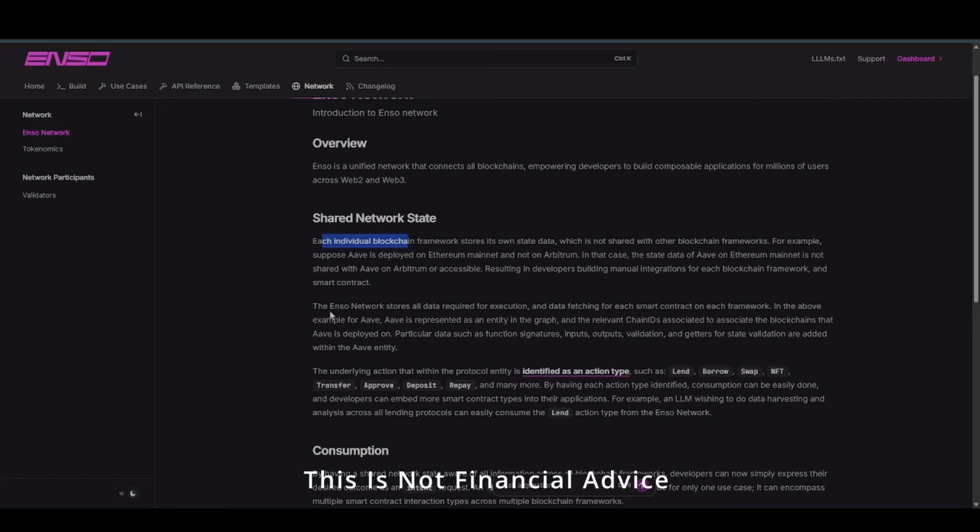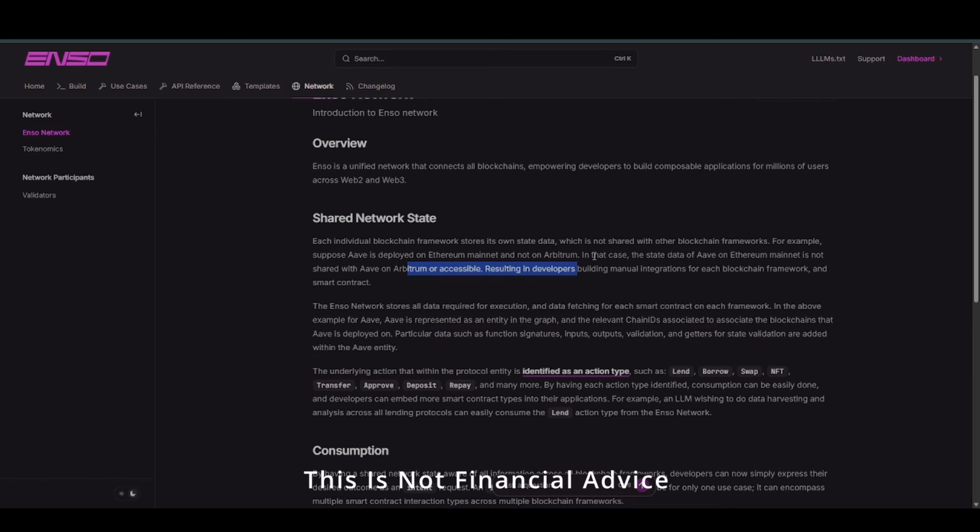The Enso network stores all the data required for execution and data fetching for each smart contract on each framework. In the docs they did give a pretty good example with Aave. Aave is deployed on Ethereum mainnet and also Arbitrum. In that case, the state data of Aave on Ethereum mainnet is not shared with or accessible to Aave on Arbitrum. So that is where Enso comes in. Aave is represented as an entity in the graph with the relevant chain ID. So basically, they are a unified solution that solves this massive problem that a lot of apps have.